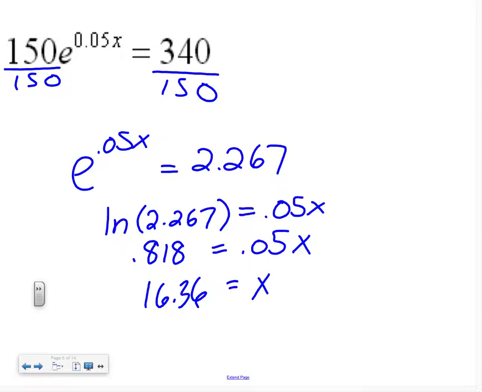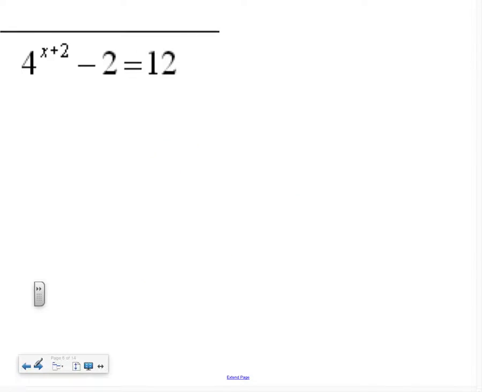So the whole idea with this is when you do not have like bases, you're going to have to take a log in one form or another. Okay? I had you last unit solving these on a calculator by plugging them in y1 and y2 and finding the intersection, but it's a lot quicker, I think, to use just a log and solve it. Okay. All right, and that's the whole point of logs.